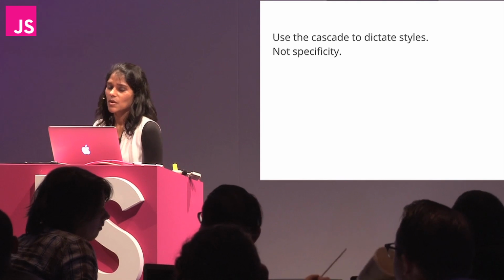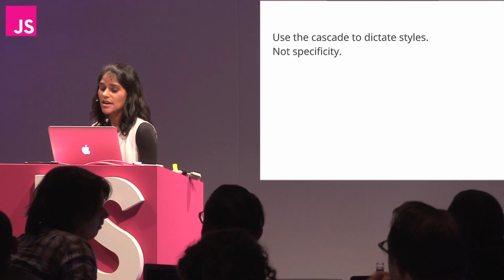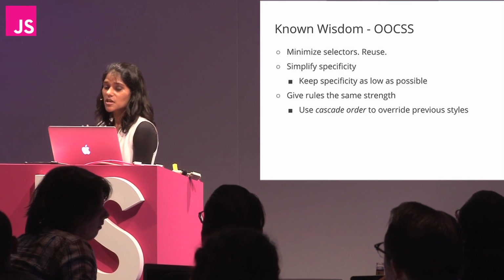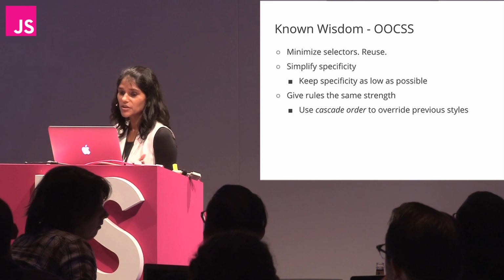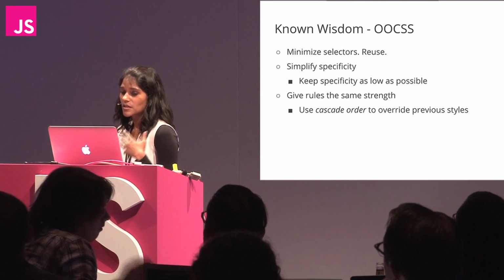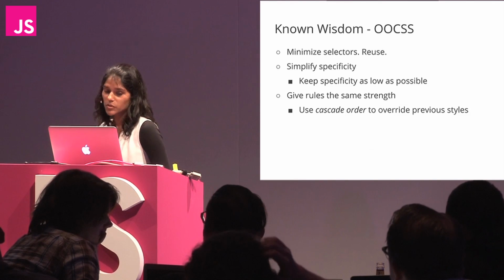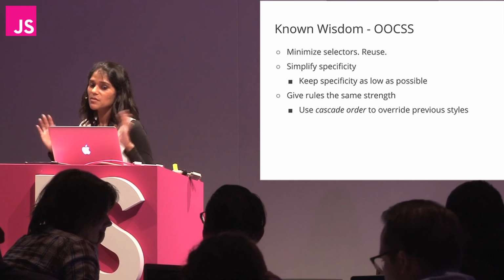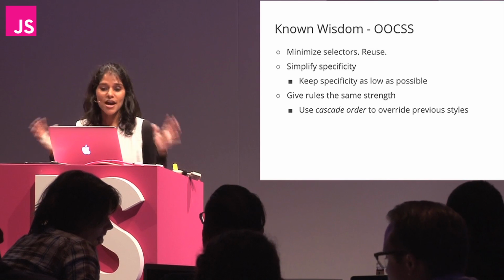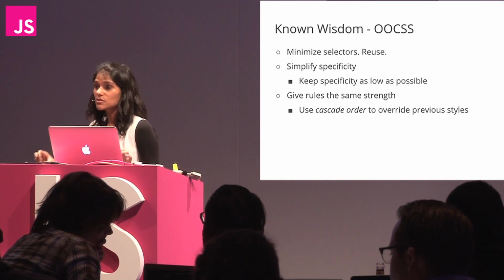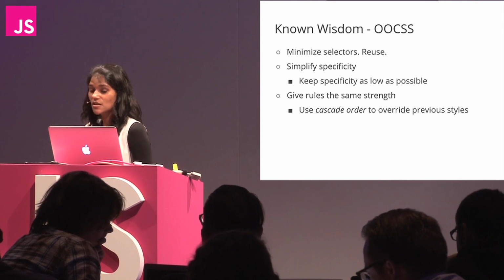So the basic rules are, as much as possible, we want to use the cascade to dictate styles and not specificity. There is a known body of work, thanks to the work done by Nicole Sullivan on object-oriented CSS. There are some basic guidelines, and we have found these to be fairly accurate in our own experience in Google+. And the guidelines are: minimize your selectors, reuse as much as possible, simplify specificity, it should be as low as possible, and keep your rules to have the same strength. Use the cascade to override styles, not specificity.